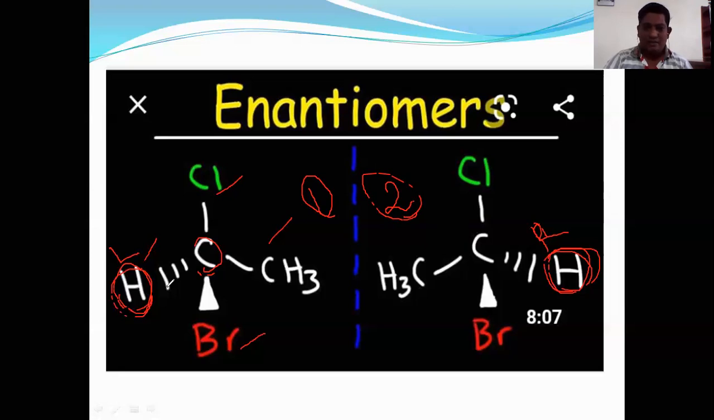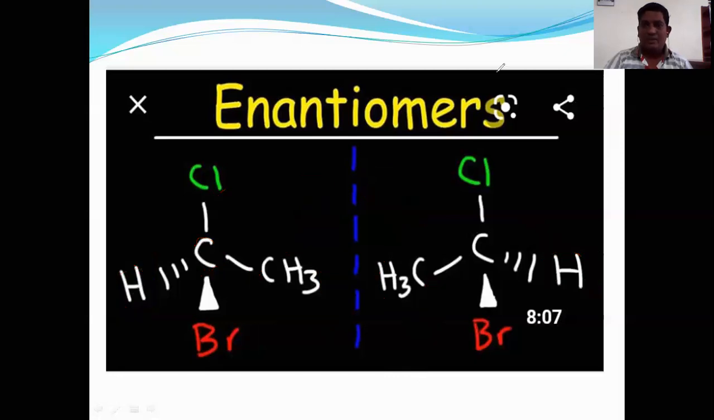How can we say that? Hydrogen here is on the left hand side, and hydrogen here is on the right hand side. Methyl here is on the left hand side, and methyl is placed on the right hand side. Methyl on the left hand side and the methyl group on the right hand side, hydrogen on the right hand side, hydrogen on the left hand side. They are non-superimposable mirror images. This is known as an enantiomeric pair. Can we take another example here?